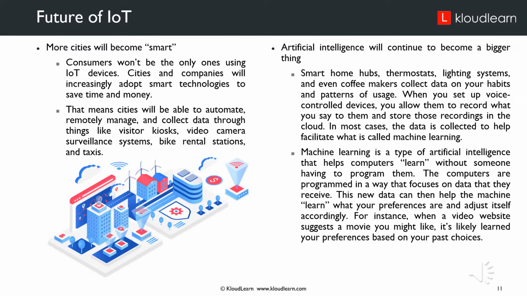Machine learning is a type of artificial intelligence that helps computers learn without someone having to program them. The computers are programmed in a way that focuses on data that they receive. This new data can help the machine learn what your preferences are and adjust itself accordingly. For instance, when a video website suggests a movie you might like, it has likely learned your preferences based on your past choices.